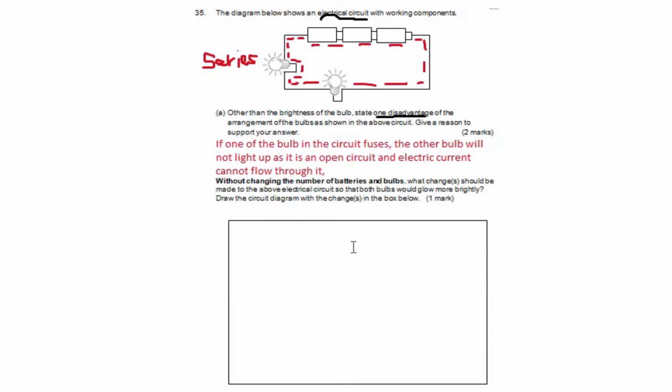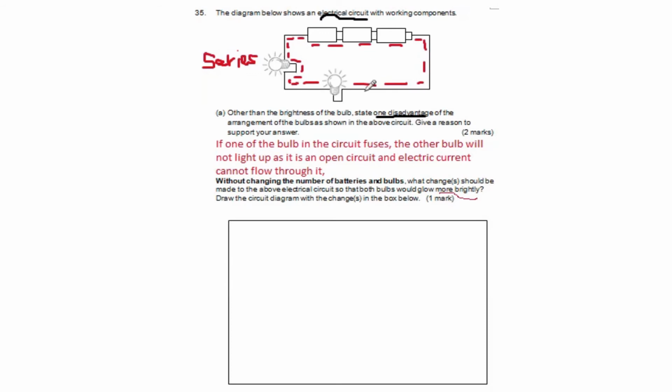Okay, now next one. Without changing the number of batteries and bulbs, what change should be made to this electrical circuit so that it could glow more brightly? So I'm looking at the term here, more brightly. Okay, can you see? I want it to be more bright, and I don't want you to change the number of batteries. I also don't want you to change the number of light bulbs. So you think, hey, something that is brighter. Miss Dana told me that I have to arrange it in parallel.